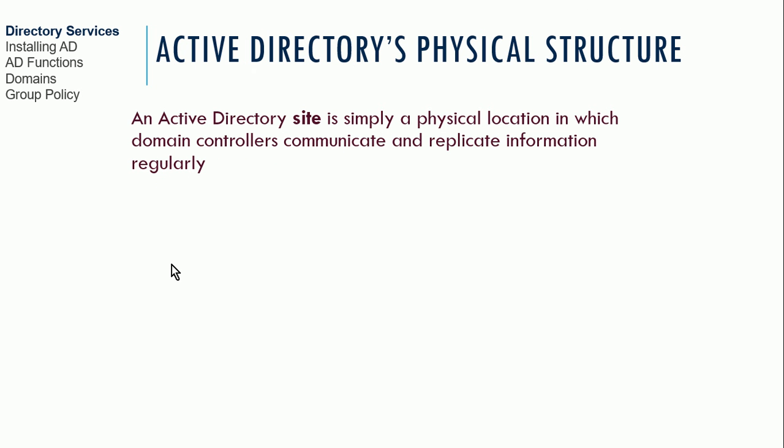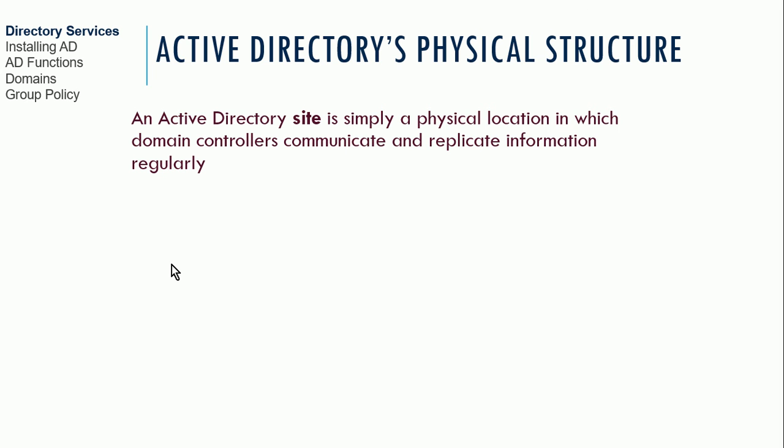So the physical structure: an Active Directory site is just a physical location in which a domain controller communicates and replicates information regularly. Basically in Active Directory you have to set up these sites because, as I talked about, you have this distributed database. It's distributed to all these different servers all across the organization. And in order for that to work efficiently, the Active Directory servers have to understand where they are physically to one another so they understand how to most efficiently do that replication.